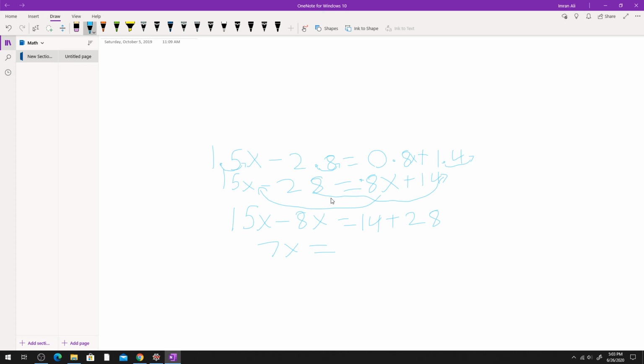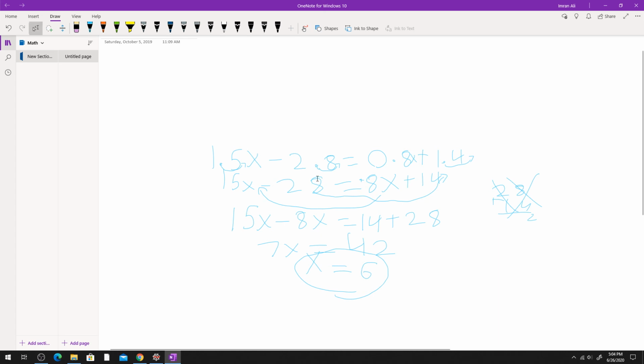Solve this. 14 plus 28. Well, 28 plus 10 is 38. And 38 plus 4 is 42. So that's 42. Or if you have doubts, just do it normally like this. I didn't need to do this, but you can if you want. But yeah, so now we have 7x equals 42. Now we do the inverse operation. 42 divided by 7 is equal to 6. So x equals 6. That was the tenths place.